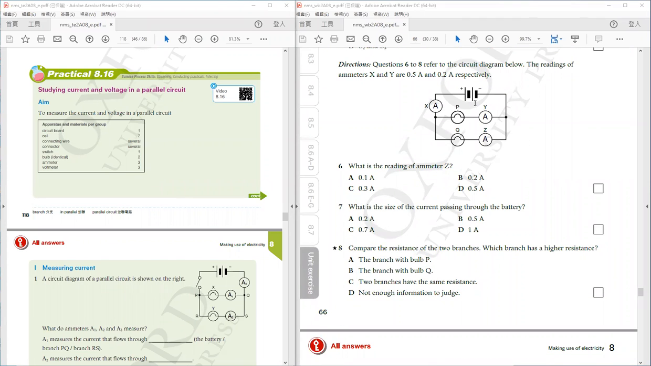So direction, questions 6 to 8 refer to this diagram. What's the reading? Let me take note of those ammeter readings. For X, this is 0.5 A. For Y, it is 0.2 A.